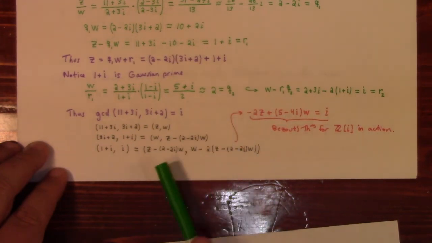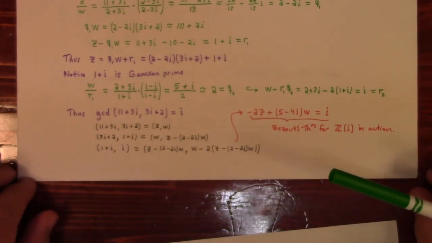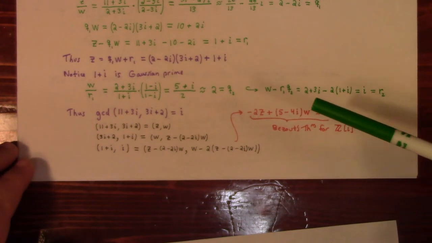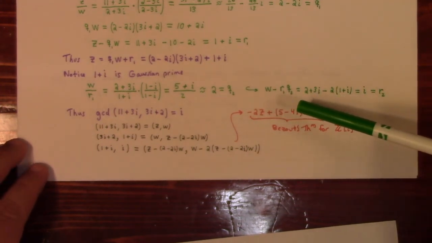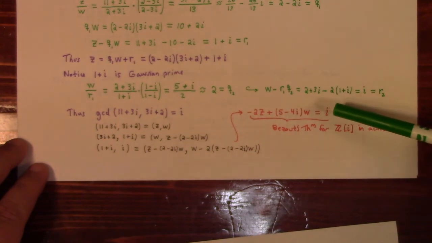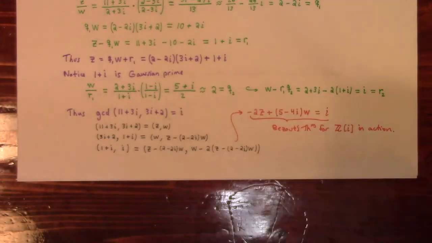So it's the usual pattern, guys. Don't get lost in my words. It's just the usual pattern. And so putting that all together, we get minus 2z plus (4 minus 5)... 5 minus 4i times w is equal to I. So this is Bezout's theorem in practice here.